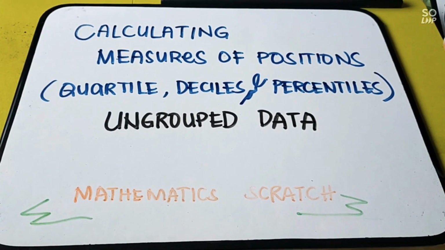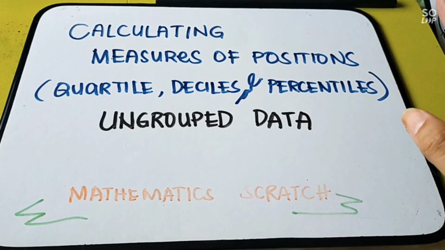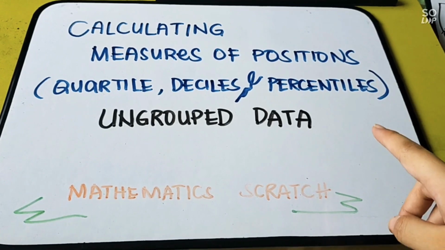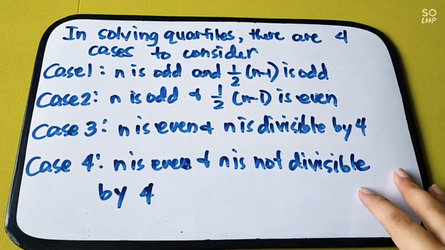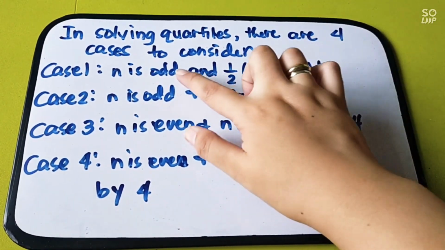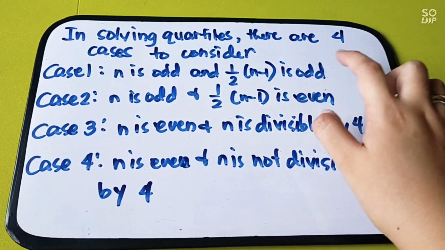Session, we are going to calculate measures of positions such as quartiles, deciles, and percentiles in ungrouped data. Solving quartiles, there are 4 cases to consider. Case 1, n is odd and 1/2 of n minus 1 is odd.